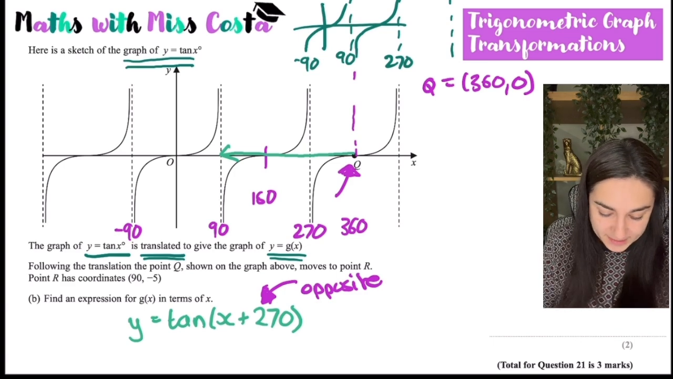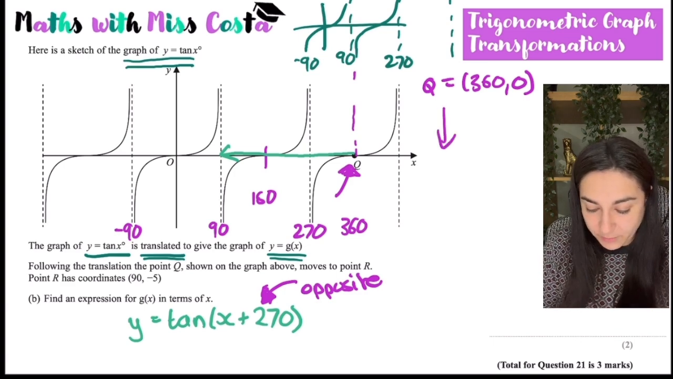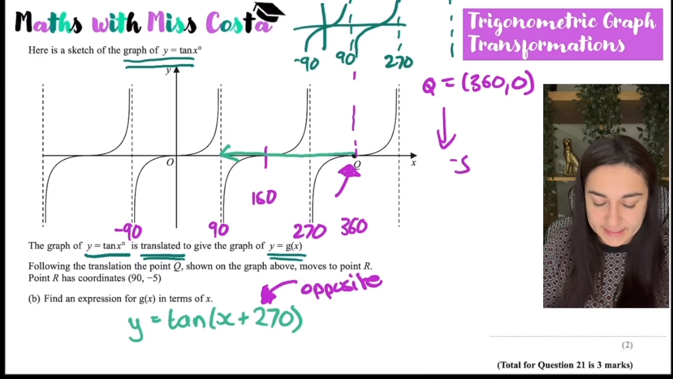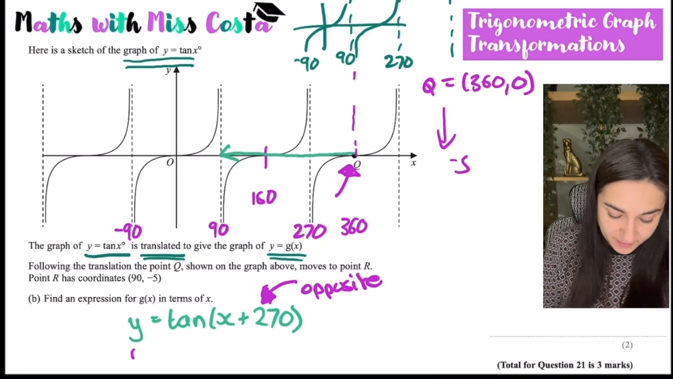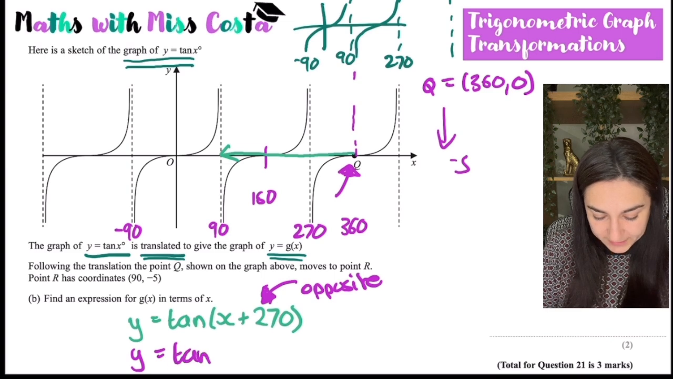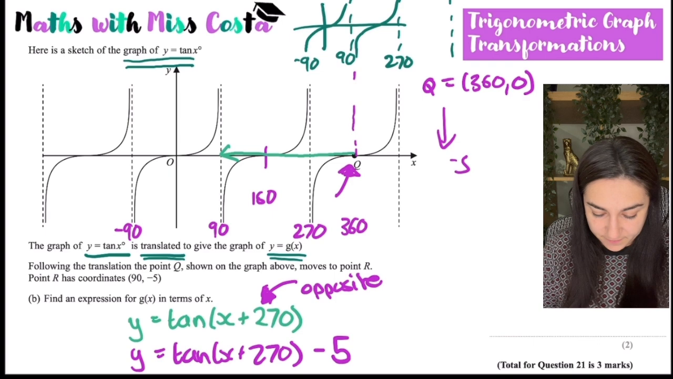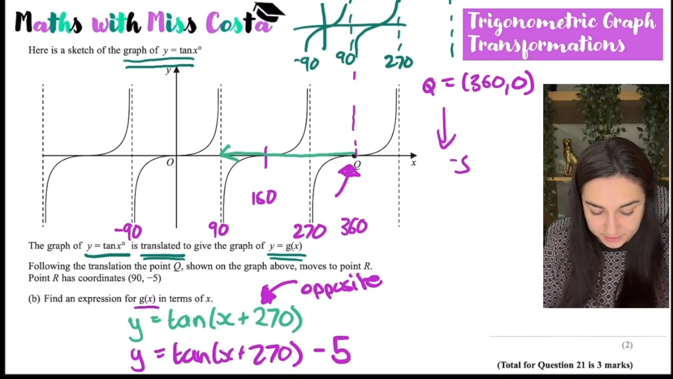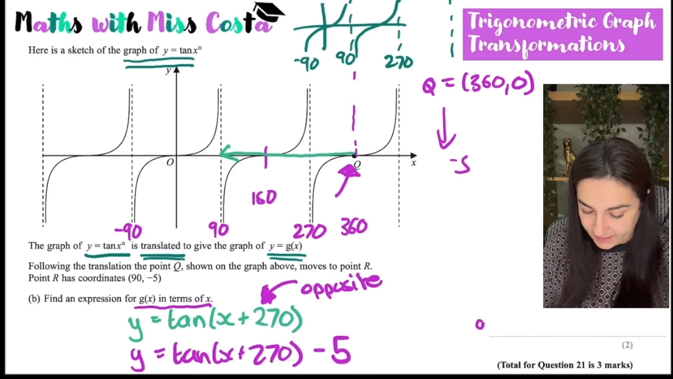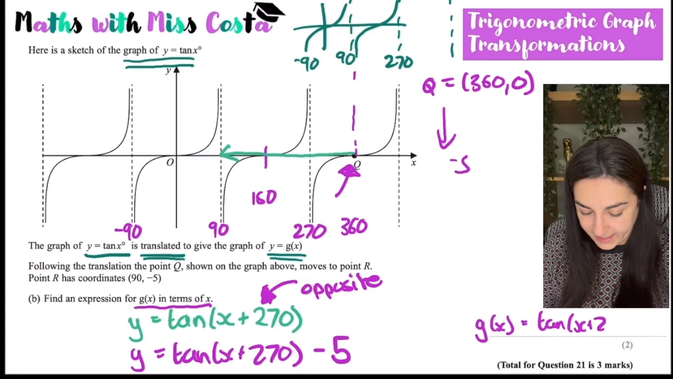And then what am I doing with my y? Well, I go from 0 to -5. So I'm just shifting it downwards by 5. So I'd say y equals tan x plus 270 and then take 5. So find an expression for g of x in terms of x. You'd say g of x equals tan bracket x plus 270, take 5.